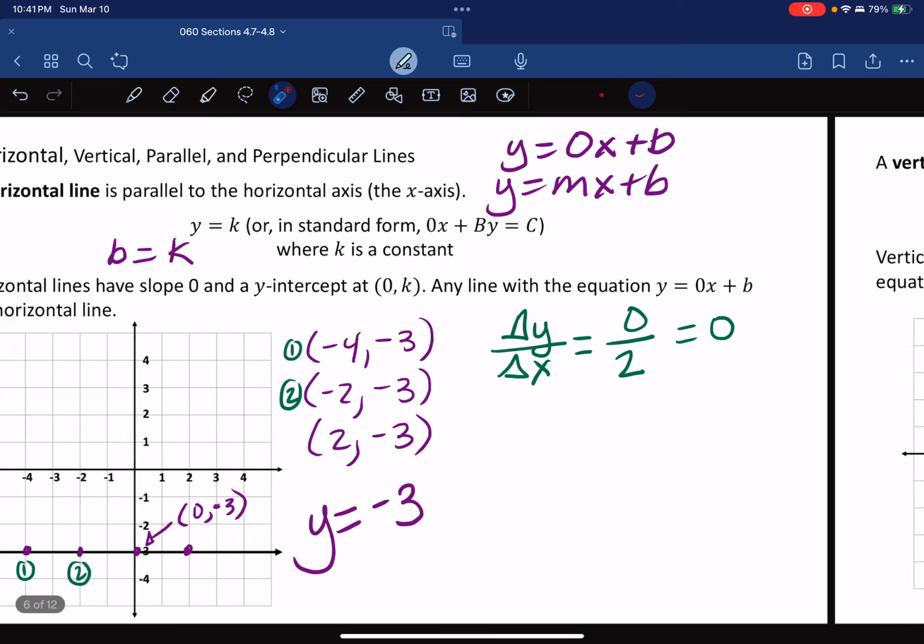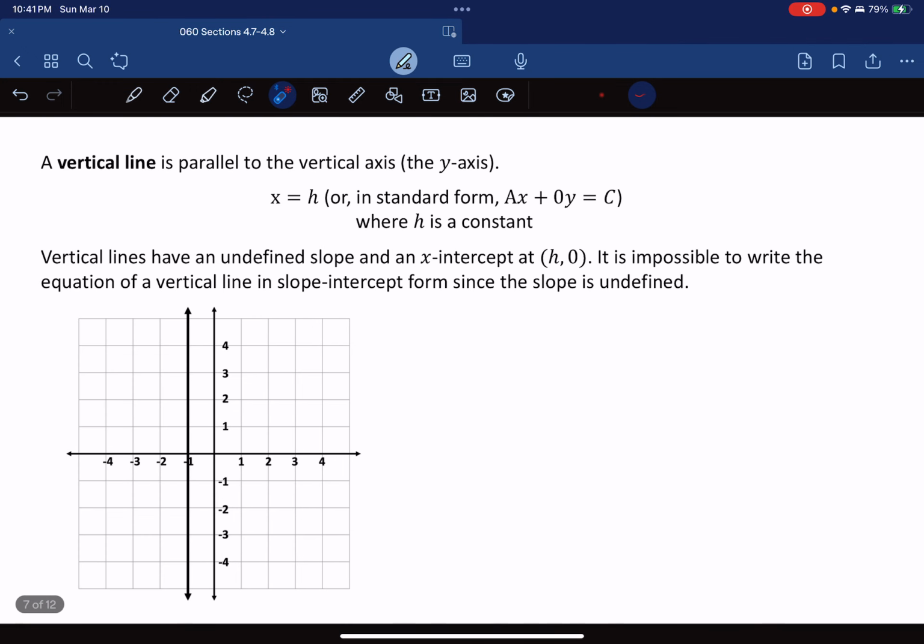What about vertical lines? Well, vertical lines have a similar standard form equation. Notice that instead of being y equals k, we have x equals, and it changes to h. And h and k are going to be important variables if you continue on to like Math 111 and 112, which is why it uses h and k. Those variables are used later in further math classes.